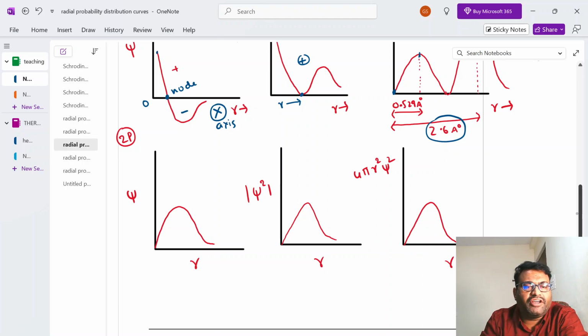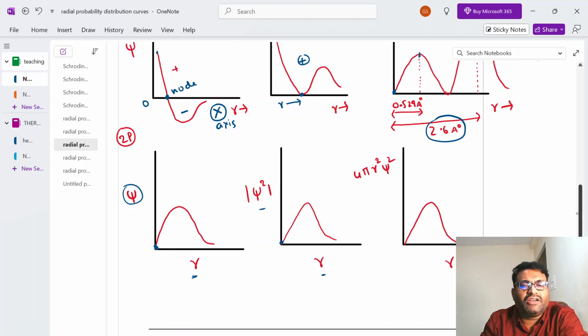When you are drawing a graph between psi and r or psi square and r for a p orbital, it always starts with 0. But for an s orbital, it will start with a non-zero value. For p orbitals it always starts with 0.